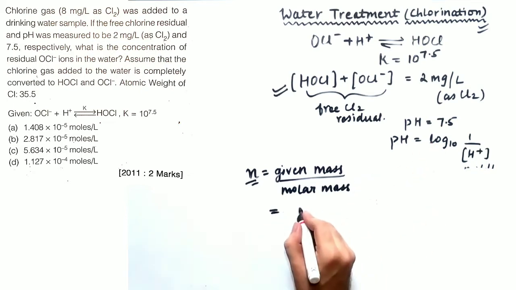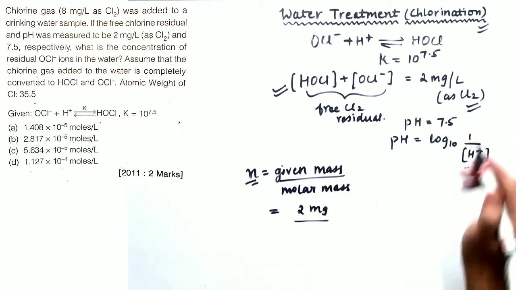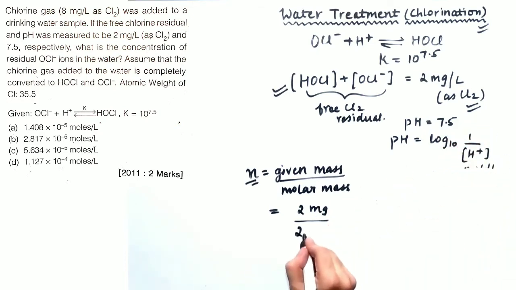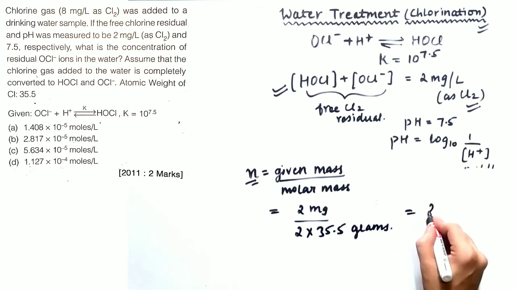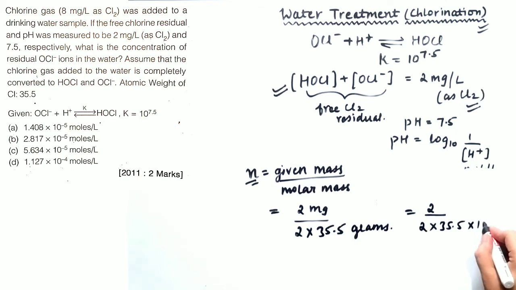So you know the given mass is 2 milligram. You know the molar mass, since this mass is as Cl2, so you will have to use the molar mass of chlorine gas. That means 2 multiplied by the molar mass of one chlorine atom, which is equal to 35.5 as per the question. But this is in grams. You all know from your basic chemistry that molecular weight is always in grams, like oxygen, 16 grams. So it is 2 divided by 2 into 35.5 into 1000.